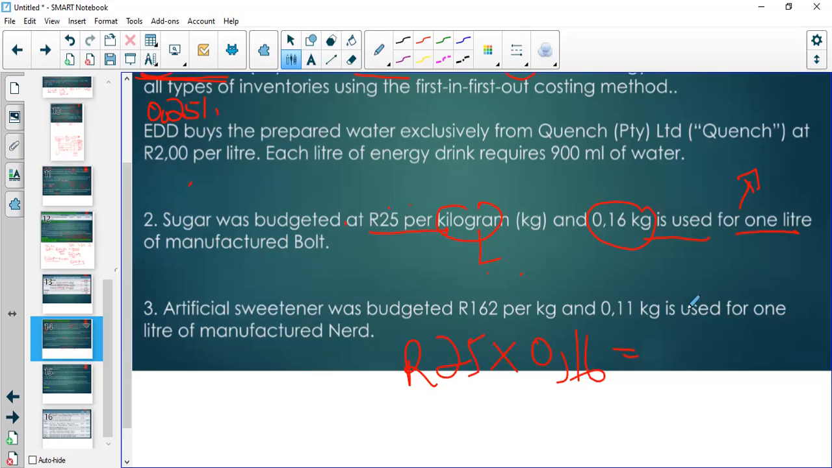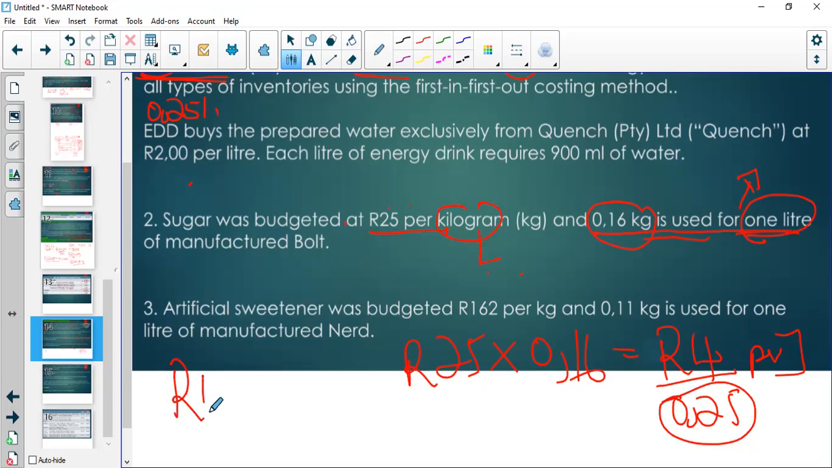If you say 25 multiplied by 0.16, let me just do that, 25 multiplied by 0.16, I get 4 rand. But remember, this 4 rand is per liter, because this is 0.16 per liter. But this board is actually 0.25 liters. So you have to multiply that 4 rand by 0.25. Because what we're saying is that we have determined the cost of 1 liter. What about the cost of 250 milliliters, or 0.25?